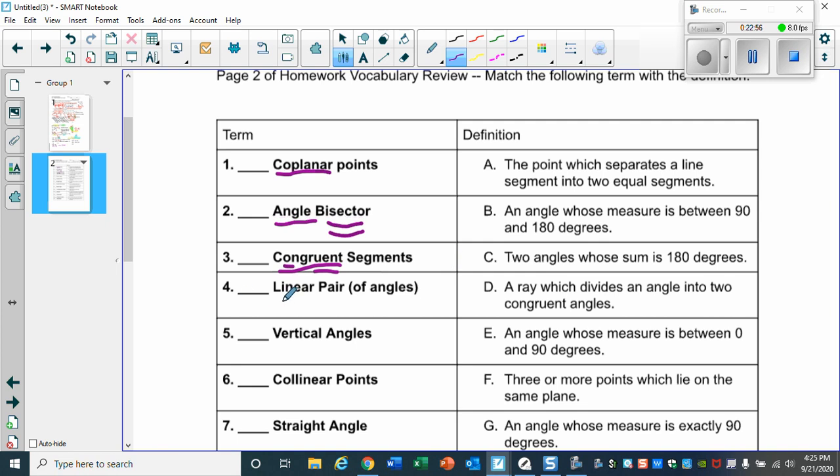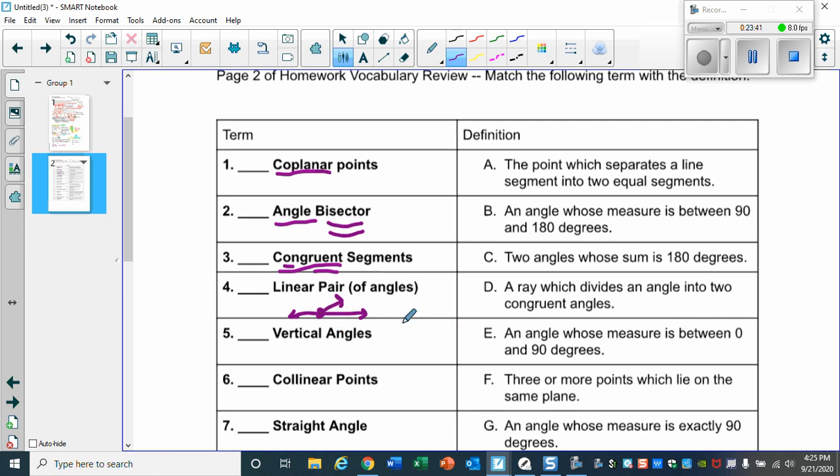Number 4, linear pair. Now, this one's a little different. I'm going to draw you a diagram. Basically, you have something that looks like this. And the arrow could go the other way. That's your linear pair. Because for these types of problems, you have a ray that's common, or a side that's common amongst the 2 angles. Yet, the non-adjacent sides are like opposite rays. They go in opposite directions from the point.